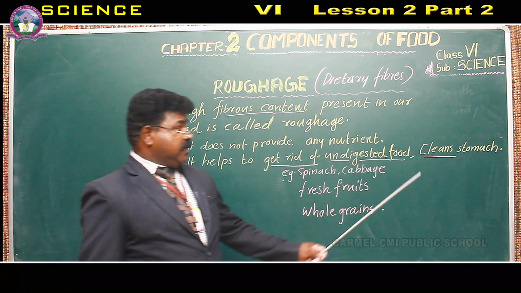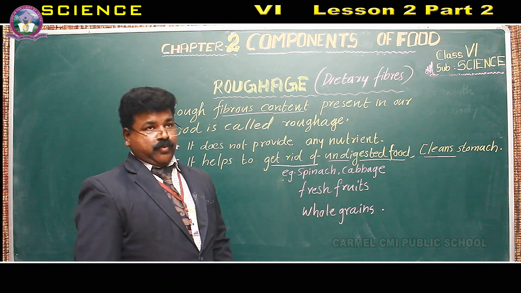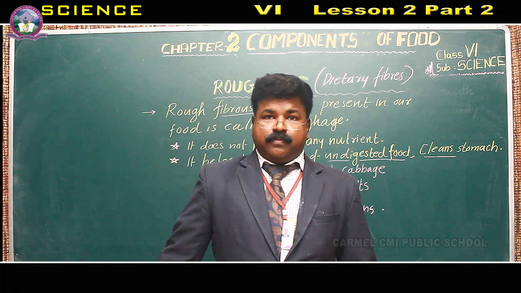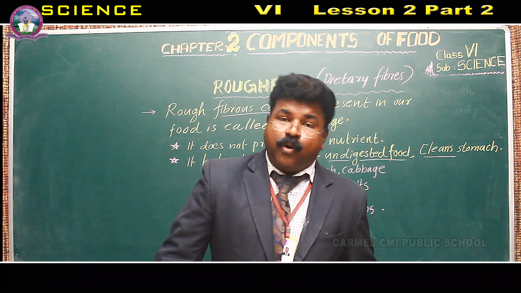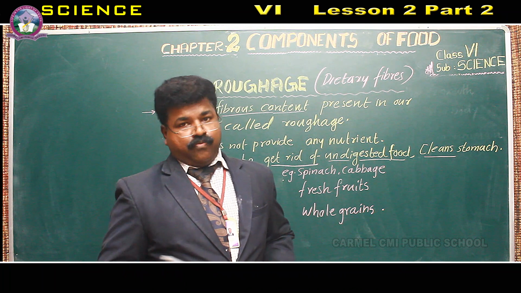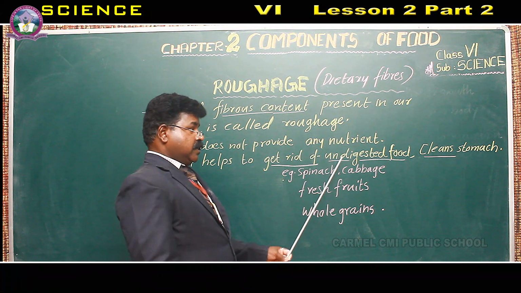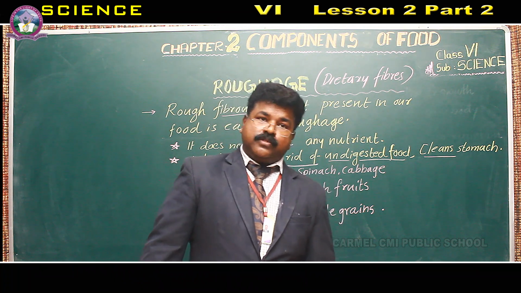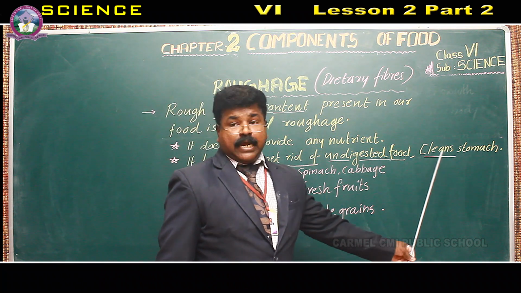We can say it cleanses our stomach. Our stomach will be cleaned with the help of these fibrous food items. That's why whenever we are having food materials, along with that we may include some salad also. You know what salad is? It is made up of raw food items like lemon, tomato, onion, etc., cut into pieces and used as a raw food item. These raw food items contain more fibrous material, and these fibers are helpful for removing the undigested food particles completely from our stomach. So we can say roughages help to get rid of undigested food and also cleanse the stomach.